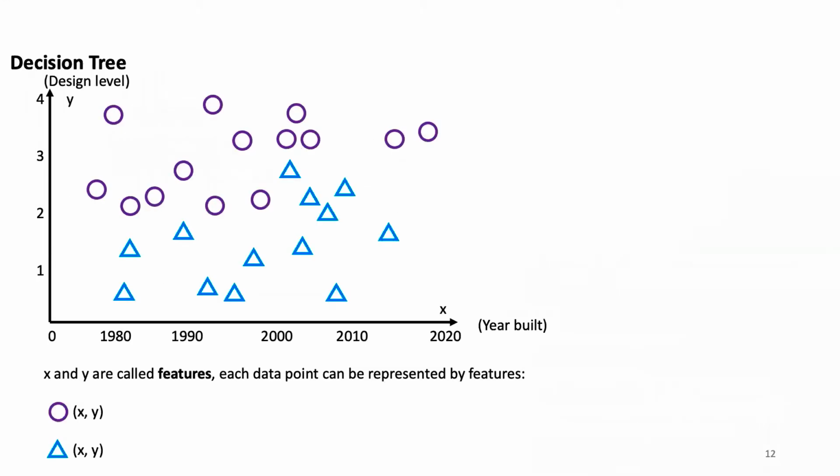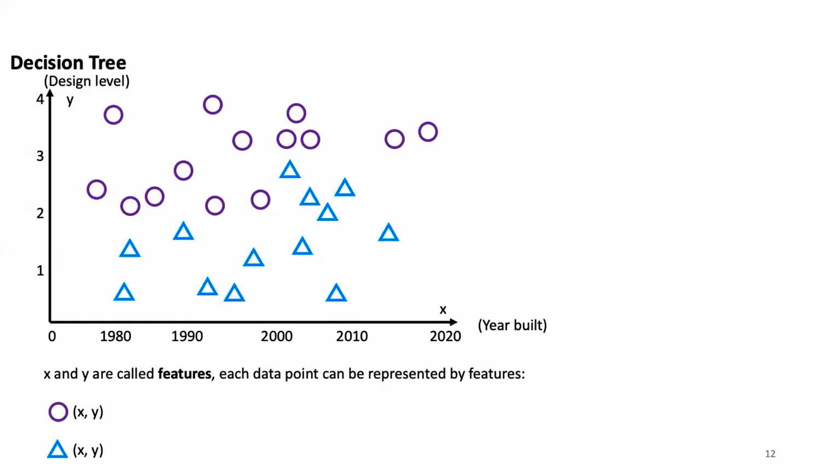So the decision tree is also pretty intuitive. I'd be willing to bet that most people have used a decision tree, knowing or not, at some point in their lives. It's probably much easier to understand how a decision tree works through this example. So imagine that our data set looks like this. You can see we have circles and triangles.